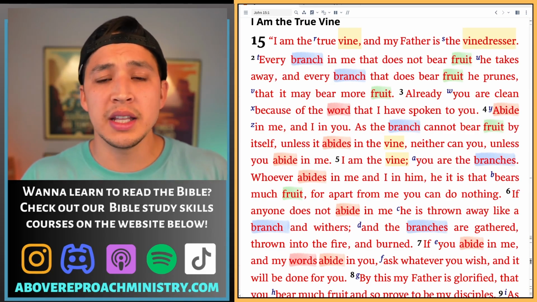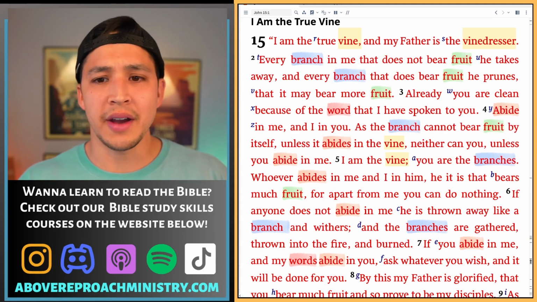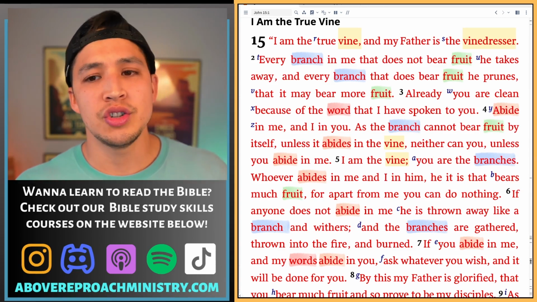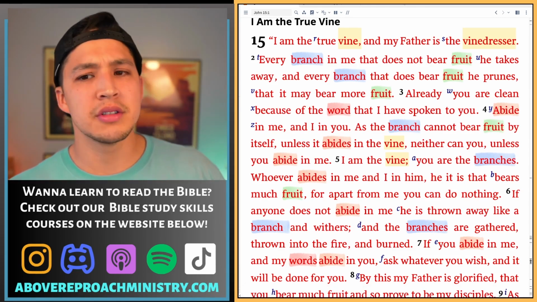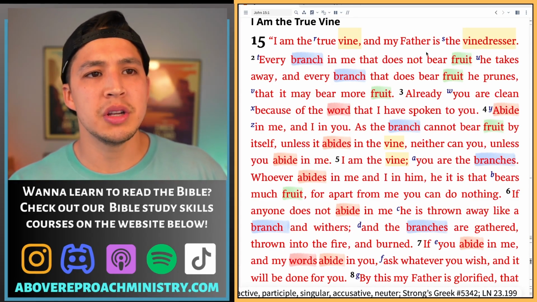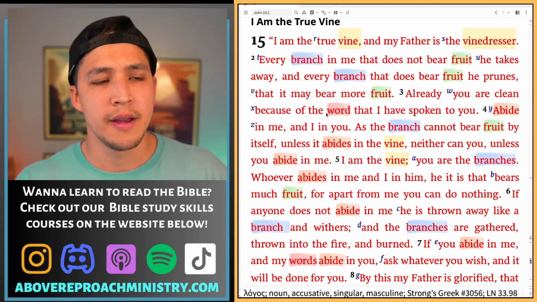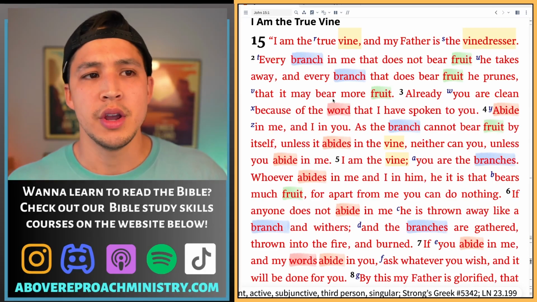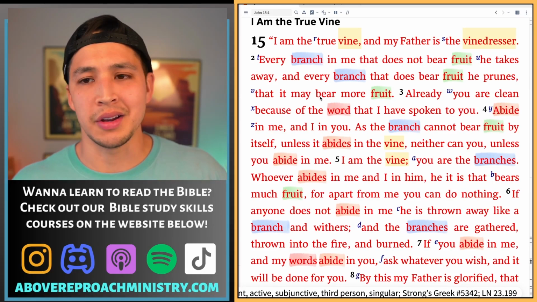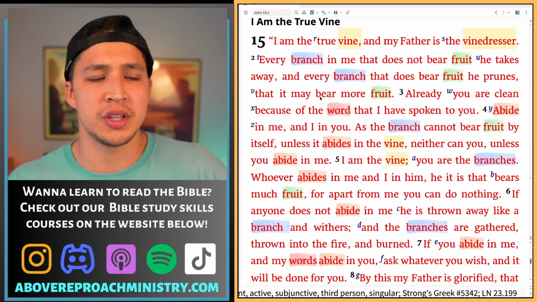This passage is mainly about fruit, branches, vine, whatever this is, okay? Jesus says, "I'm the true vine, and my Father's the vine dresser. Every branch in me that doesn't bear fruit, he takes away, and every branch that does bear fruit, he prunes, that it may bear more fruit." You might even highlight the word bear, because it's not just fruit, it's producing fruit.